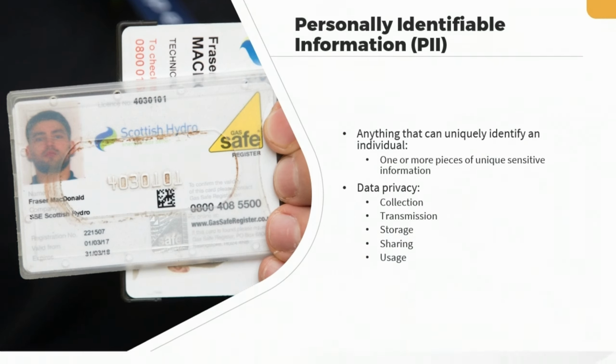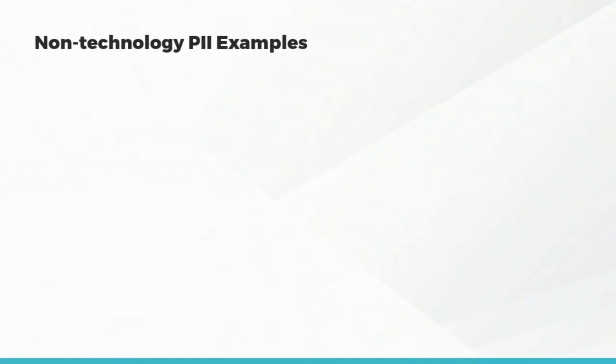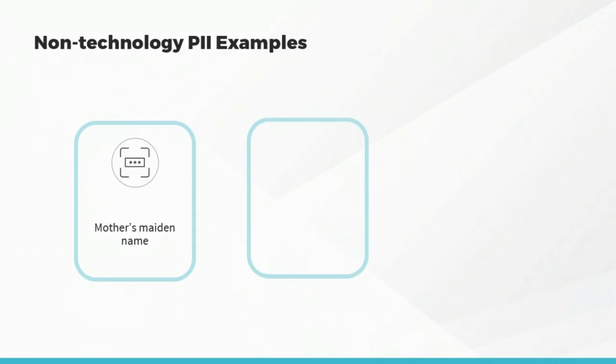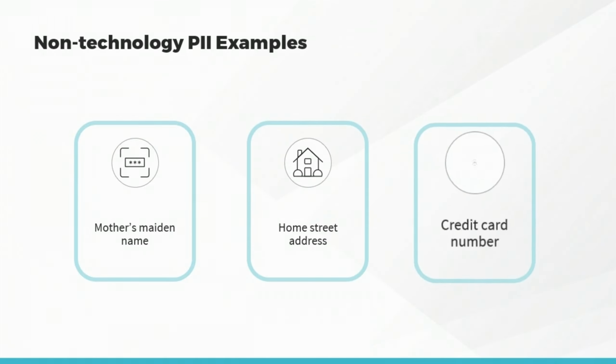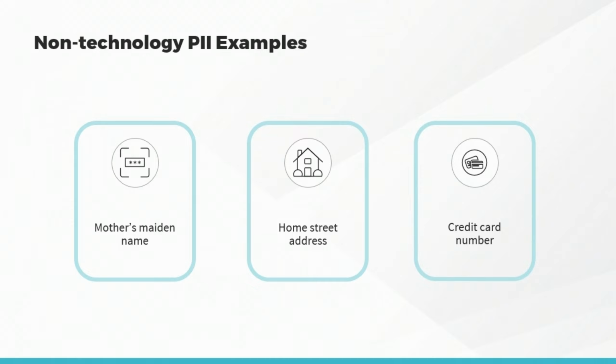All of this falls under the umbrella of PII. The non-technology examples of PII would be your mother's maiden name, your street address, credit card number. They are all very personal details that you just wouldn't wish to give to somebody else.